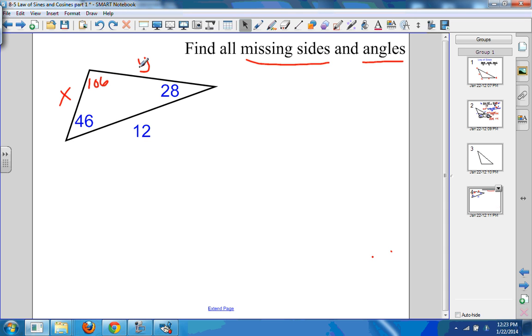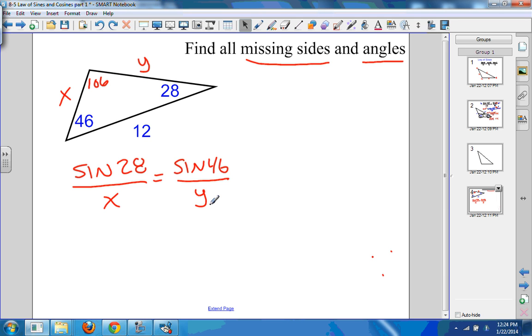Alright, so we can use our law of sines to solve this. One thing we can do, if we want to find this x right here, we say the sine of the angle 28 divided by the side opposite of it, divided by x, would be equal to the sine of 46 divided by y. That'd be a true statement.